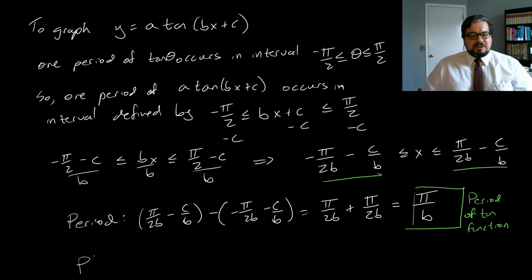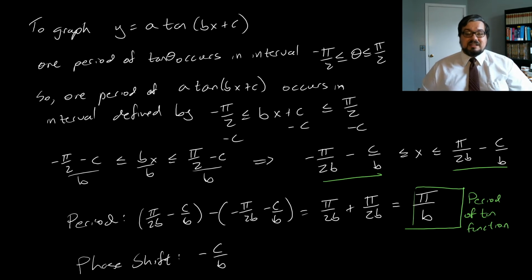Then the phase shift for tangent is actually the same negative c over b expression. This tells you, once you've changed the period based on the value of b, negative c over b tells you how far you shift the graph to the left or the right in order to get the graph of the whole function itself. So you'll notice that the formula for the phase shift is the same for tangent and for cotangent when we get there as for sine, cosine, secant, and cosecant.